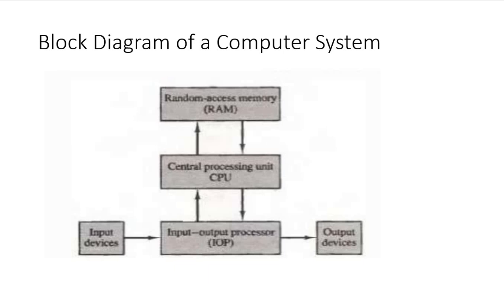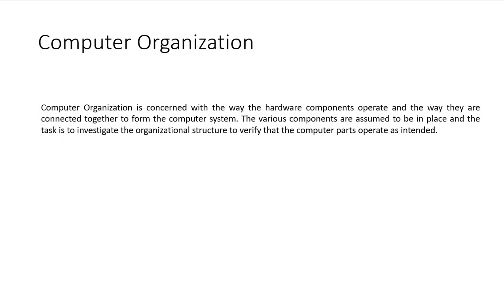The next one is the definitions of these terms: computer organization, computer design and computer architecture. So what is computer organization? Computer organization is actually the way the hardware components operate. For example, if there is a computer system, we will be studying what these components are, how they are arranged, and how these components communicate together to make the system work. That is what the definition says.